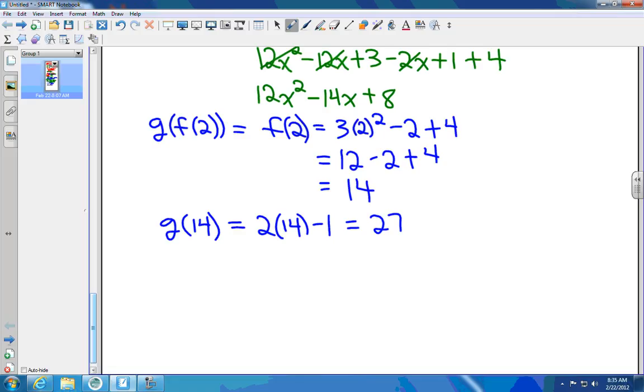So like I said, if they give you a number, it's actually a little easier because you don't have all the X's to worry about. You can actually solve it down and get an answer.